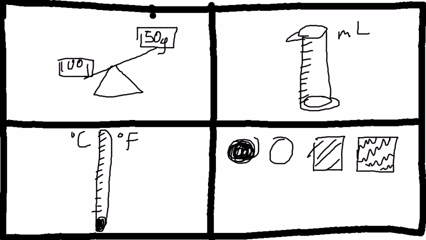Then my next box is volume. Volume is the amount of matter that an object takes up, and it's measured with a graduated cylinder using the unit of milliliters. The physical property of temperature is next. It's the amount of heat energy in an object, measured with degrees Celsius or degrees Fahrenheit on the thermometer.